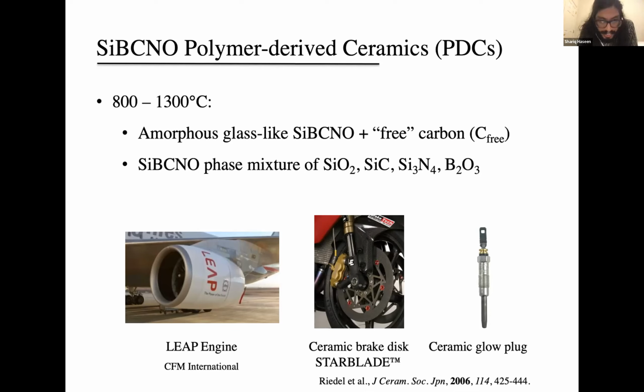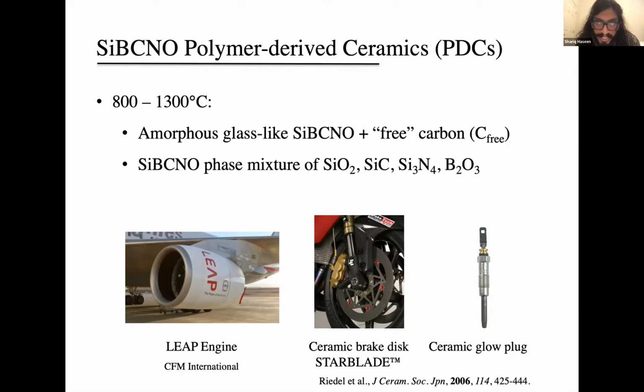And there's been a lot of applications of this and even commercialization. A lot of the stuff I show here is actually in transportation. The LEAP engine's turbine shroud has PDCs. We can see them in brake discs of motorcycles, in the glow plug of trucks, and these all have been commercialized for those kinds of uses.